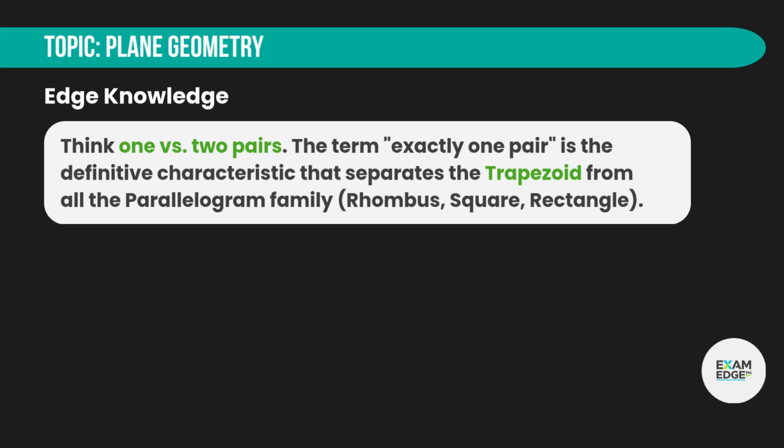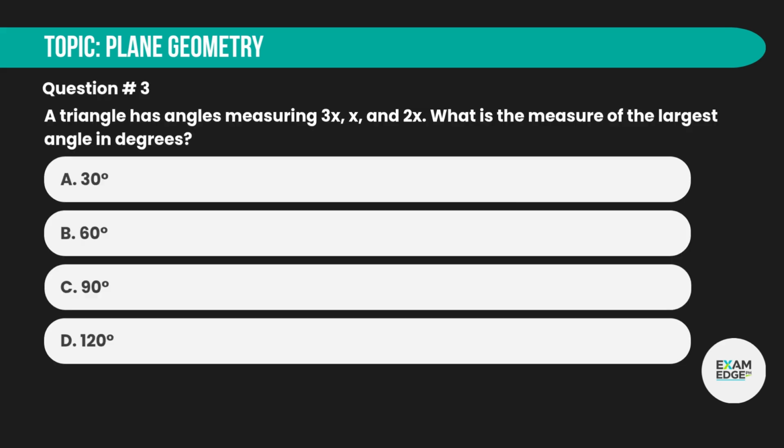Edge knowledge. Think one versus two pairs. The term exactly one pair is the definitive characteristic that separates the trapezoid from all the parallelogram family: rhombus, square, rectangle. Question number 3. A triangle has angles measuring 3x, x, and 2x.